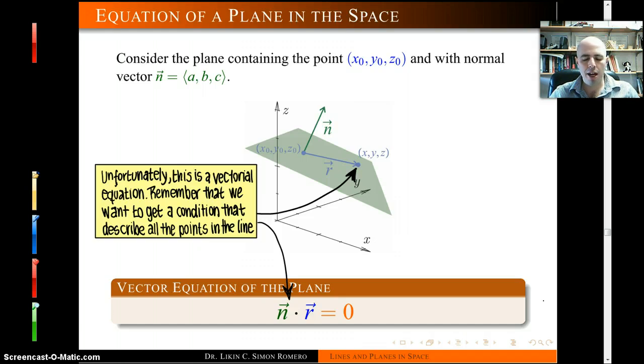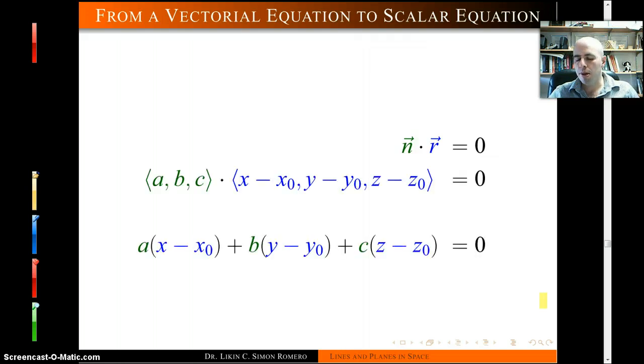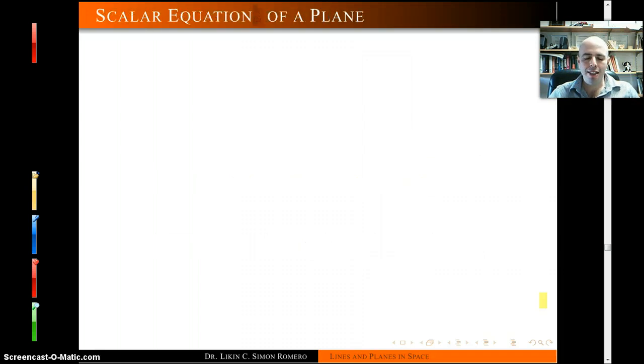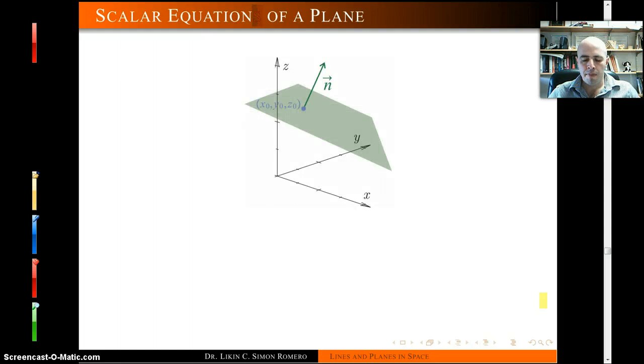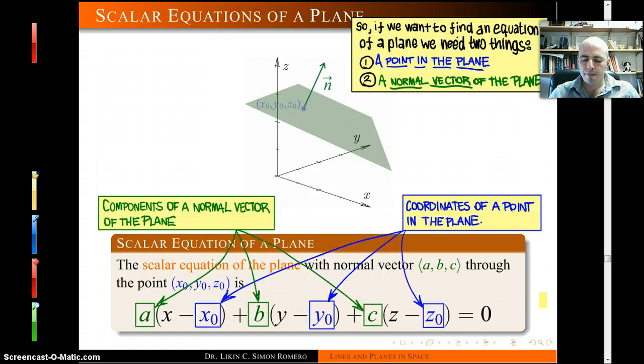Unfortunately, this is a vectorial equation. Remember that we want to get a condition for points. So we're going to do the same thing that we did before. We put components and we distribute. We do the dot product, and what we have is what we call the scalar equation of a plane. So, the scalar equation of a plane with normal vector a, b, and c through the point x0, y0, and z0 is given by this equation.